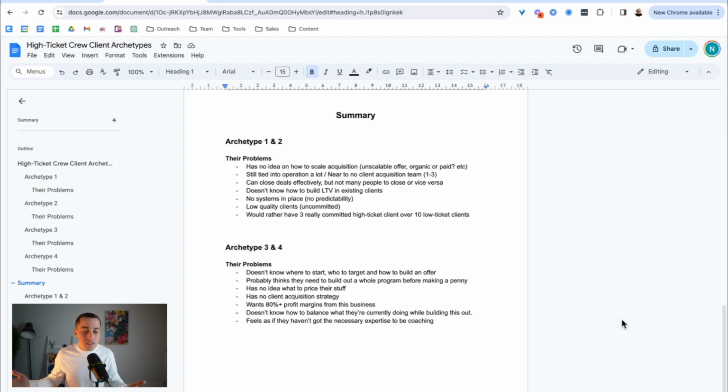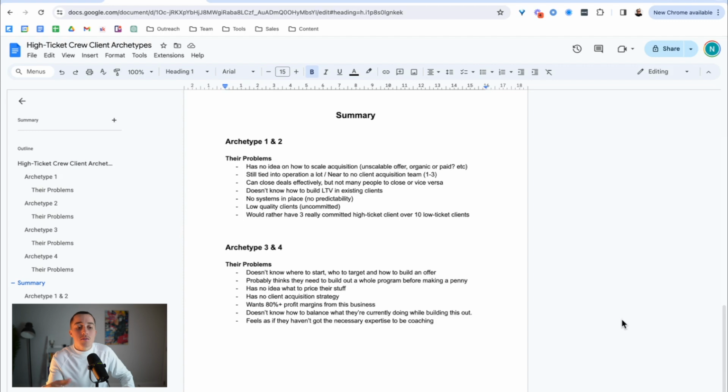Big difference. Number 4 is you don't know how to scale or build lifetime value in existing clients. Now, this is common for both low ticket and high ticket. What people don't understand is when you sell a client the first time, that shouldn't be the be all and end all. Whether you sell them for $500 or for 5k, you need to know how to turn that client from a 5k client to a 10k client. You're building lifetime value here. It's not a one-off transaction.